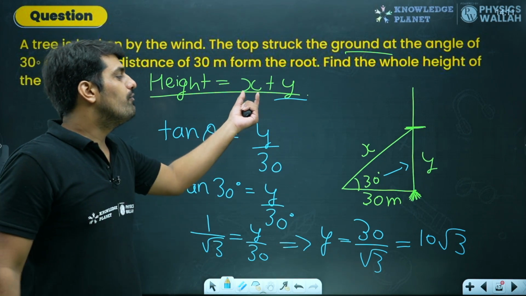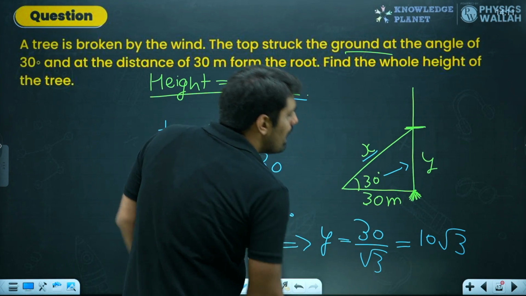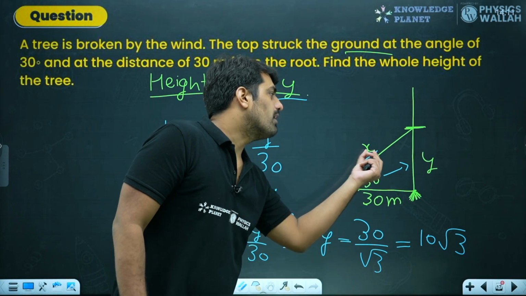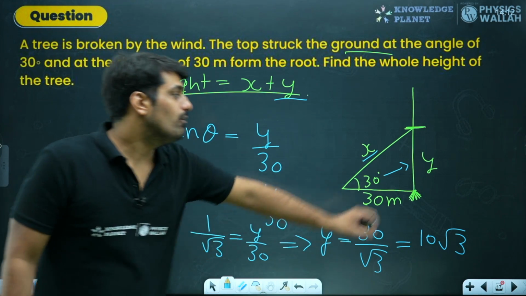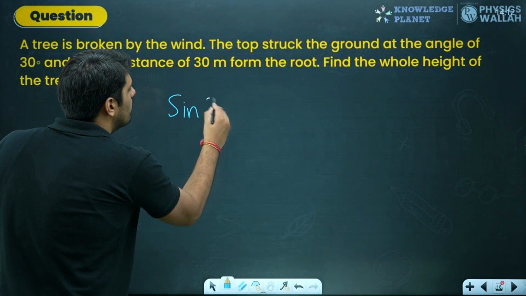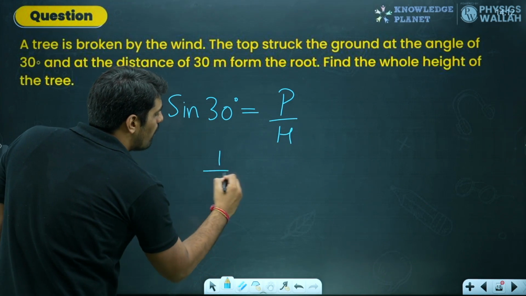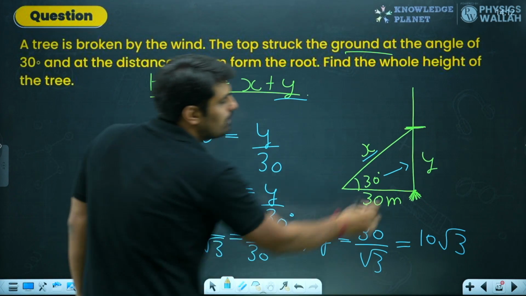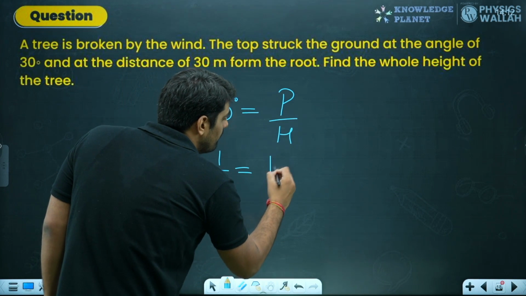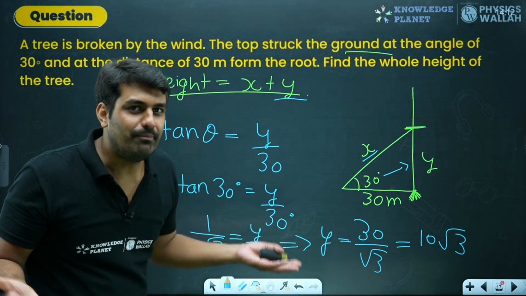I need to calculate the value for x as well. For x, this is the part, this is our hypotenuse, this is our base. Or let's say if this is the part of perpendicular, this is the part of hypotenuse, perpendicular and hypotenuse relation we know. So let's use it. Sine of 30 degree is perpendicular by hypotenuse. Sine 30 degree is 1 by 2. Perpendicular, you say what is perpendicular, sir? Perpendicular is y, which we have already calculated as 10 root 3. And hypotenuse is what we are going to calculate this time, and the question will be done once and for all.